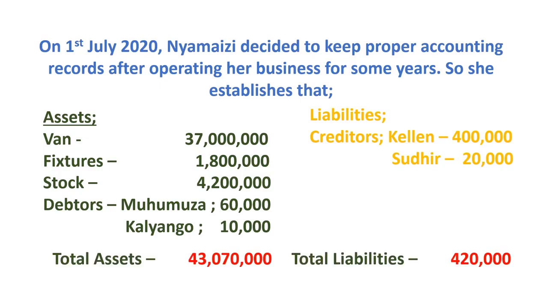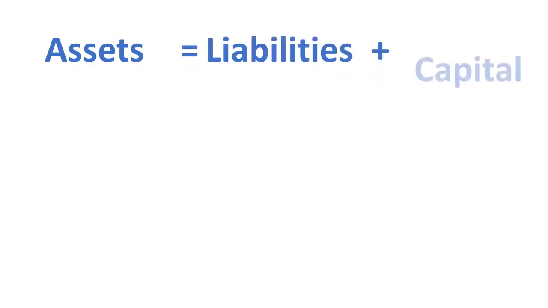After establishing what she has, the total assets are 43,070,000 and the total liabilities in her business are 420,000. Now we need to find out how much capital she has. So we shall rely on the accounting equation. In our previous session, we said that the accounting equation states that assets are equal to liabilities plus owner's equity, or call it capital. I'm using the words owner's equity and capital interchangeably.